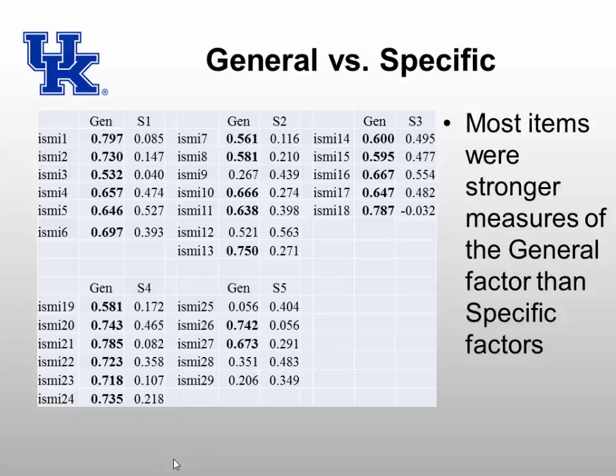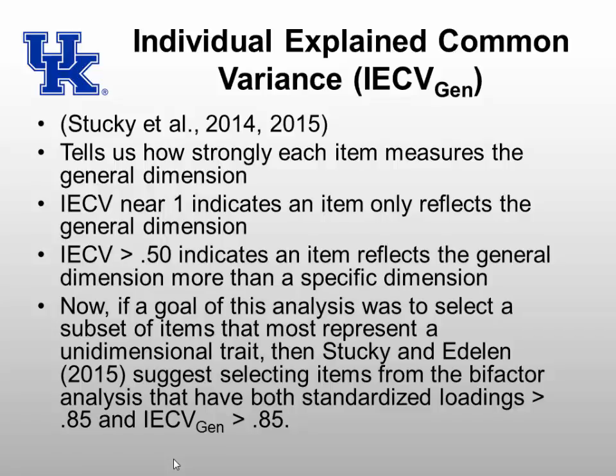All right, let's pile on the evidence. Look at IECVs as well, individual explained common variance. This you calculated for each of your items. So we got 29 of these. It tells us how strongly each item measures the general dimension. So it complements that general loadings versus specific loadings thing I was talking about on the last slide. IECVs near 1 indicate that this item really only reflects the general dimension. IECV greater than 0.50 indicates the item reflects the general dimension at least a little bit more, or a lot more, than the specific dimension.